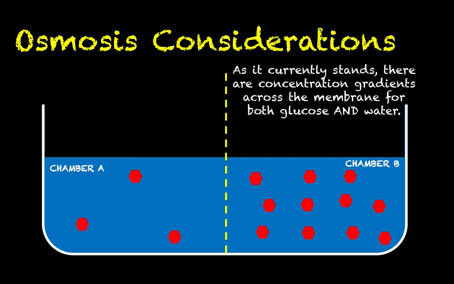As it currently stands, there are concentration gradients across the membrane for both glucose and water. There is a high concentration of glucose in chamber B, so what glucose would really like to do is diffuse across the membrane from chamber B into chamber A until we establish equilibrium.